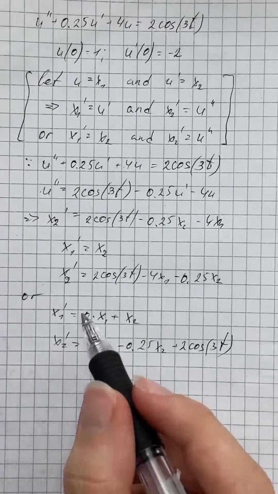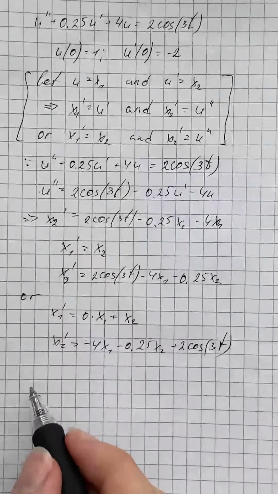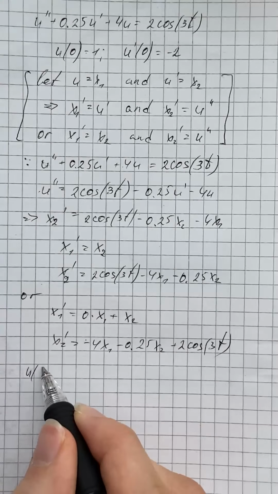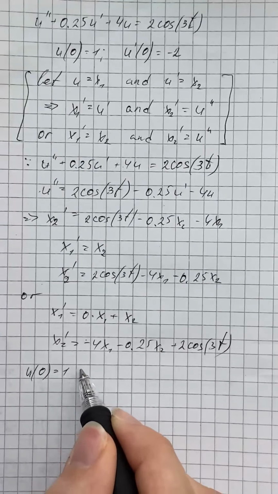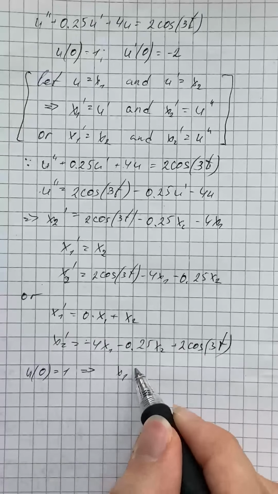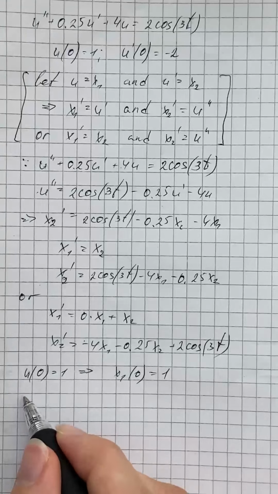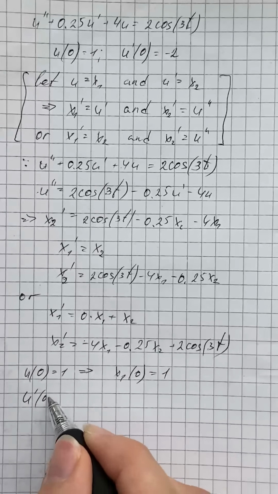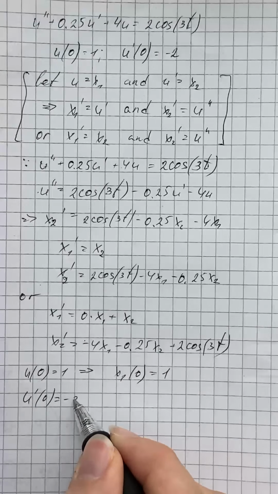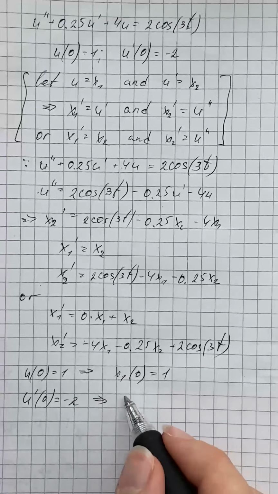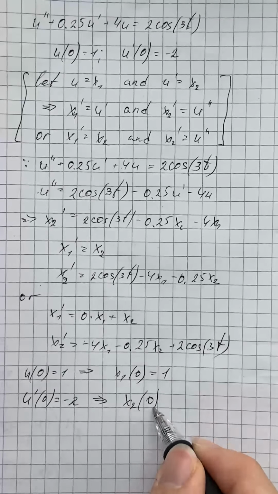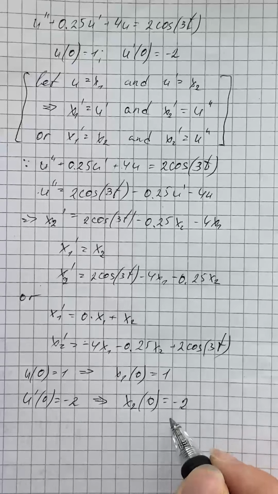Now we're going to use our initial conditions. So if u evaluated at 0 equals 1, therefore x1 evaluated at 0 equals 1, and if u prime evaluated at 0 equals negative 2, then x sub 2 evaluated at 0 equals negative 2.